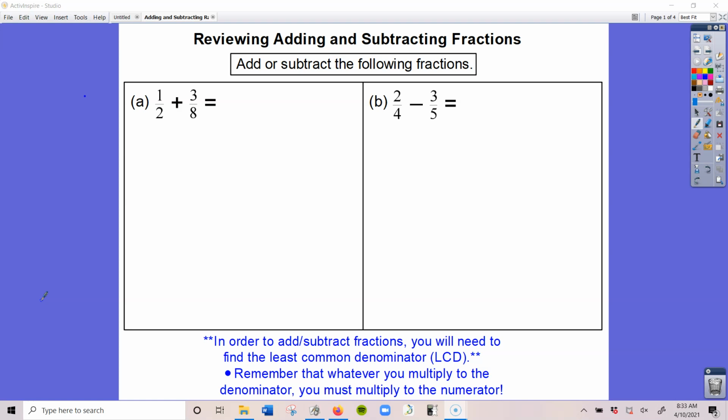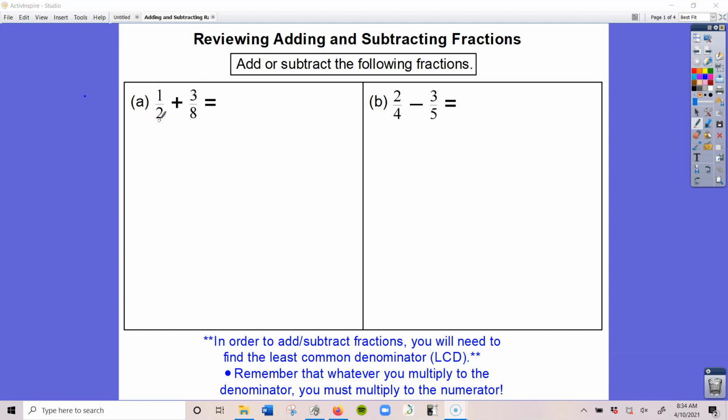Hey guys, today we're going to learn how to add and subtract rational functions. But first, let's review how to add and subtract fractions, since the same process that we use to add and subtract fractions is the same process as when we are adding and subtracting rational functions. So here we have 1/2 plus 3/8.